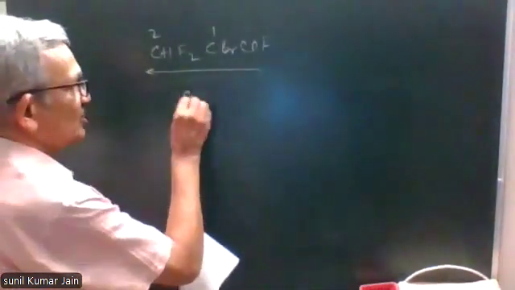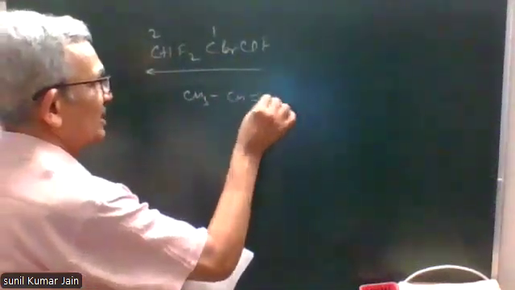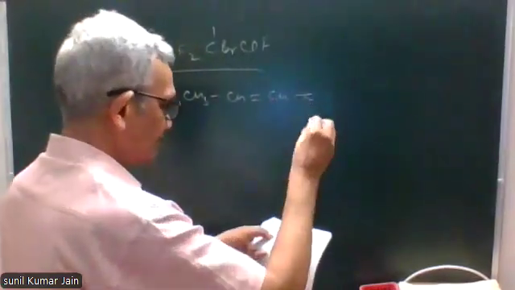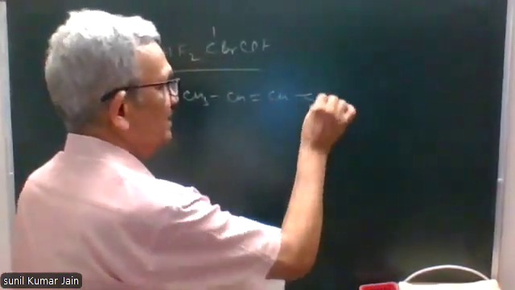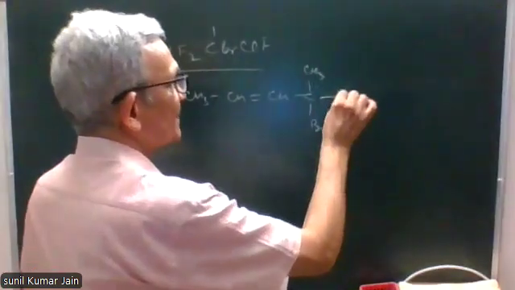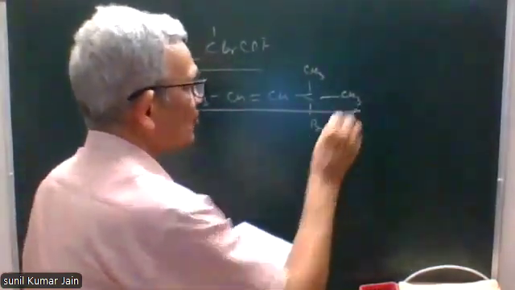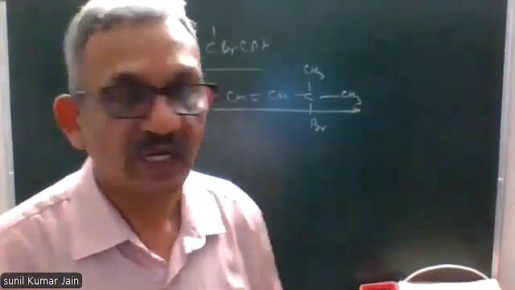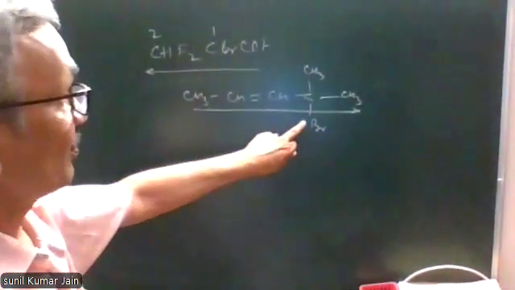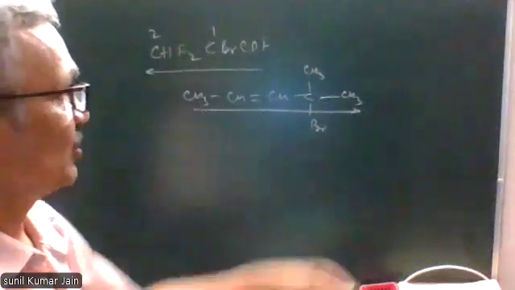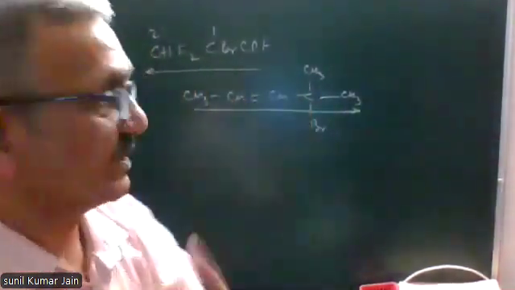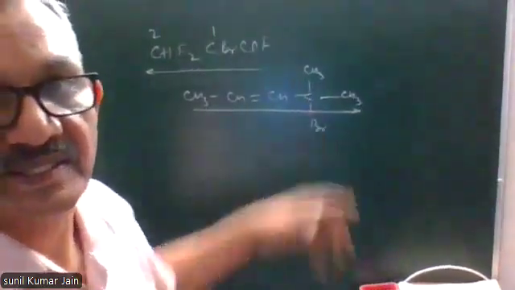Next, CH3, CH double bond CH, C, Br, CH3 twice. This will be the direction of counting, and IUPAC name is 4-bromo-4-methylpentene, and this is secondary allylic halide. Secondary allylic halide.